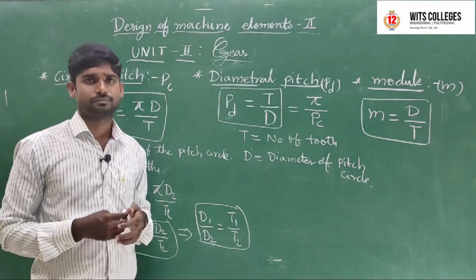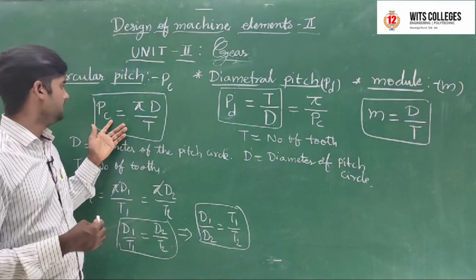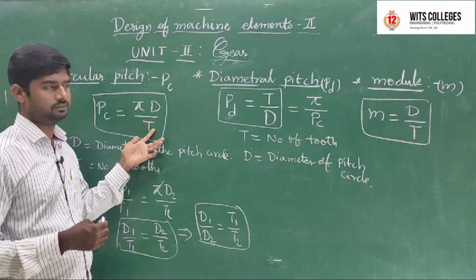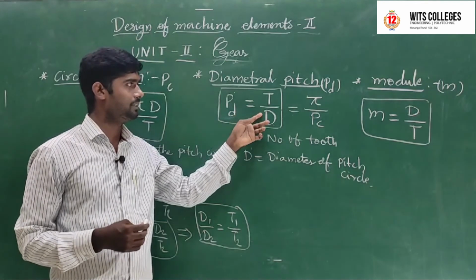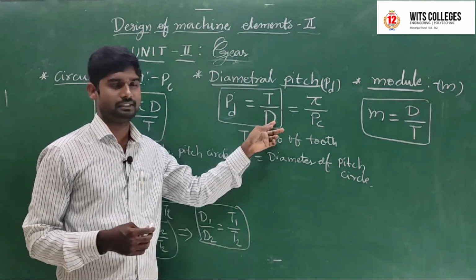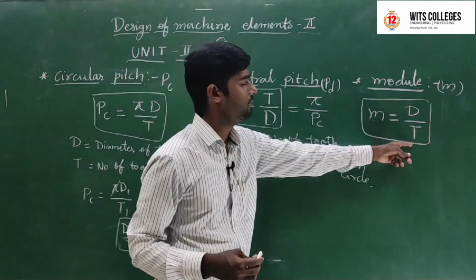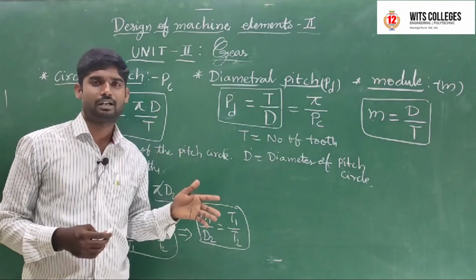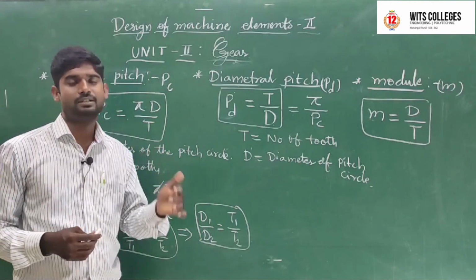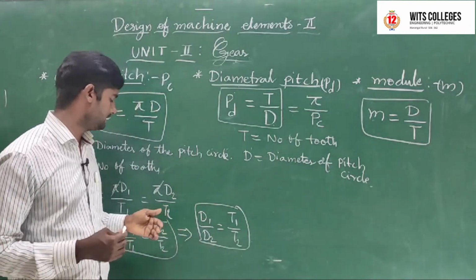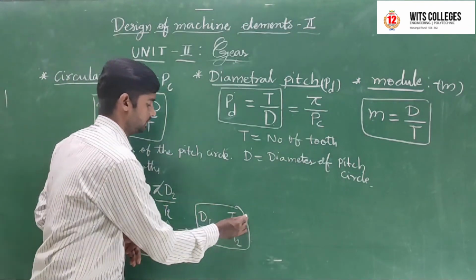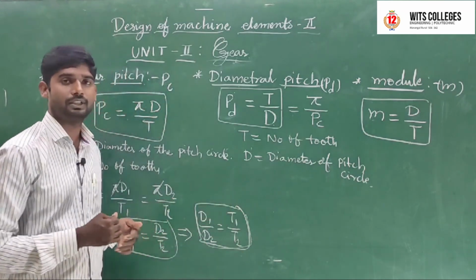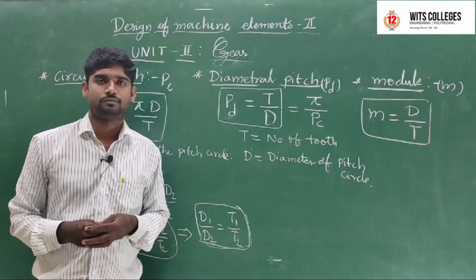Okay, see here, PC is equal to pi D by T, diametral pitch PD is equal to T by D, module is equal to D by T. In this one, T means number of teeth, D means diameter of the pitch circle. This is also one of the most important equations. Okay, thank you.